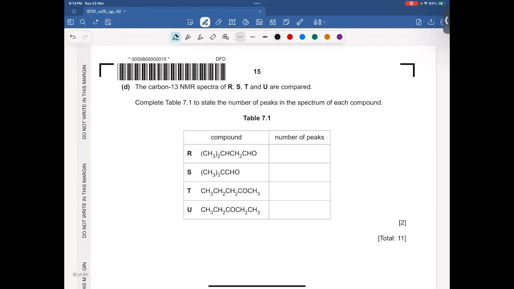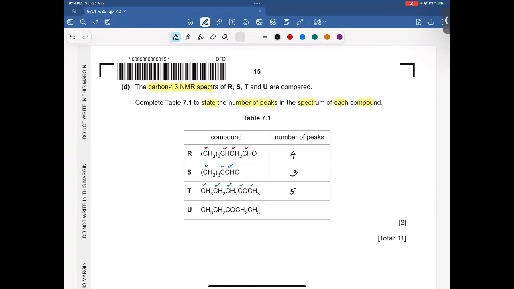Next, the C13 NMR spectra is given and state the number of peaks in the spectrum of each compound. So in this scenario, we need to consider carbon atoms. So I will consider this carbon, this carbon, this carbon, and these 2 carbon atoms have the same chemical environment. So technically we have 4 peaks. Now in the next one, we have first carbon. I'm going to use this one, and these 3 carbon atoms have the same chemical environment. So I'm going to write 3 here. Next is first carbon, second carbon, third carbon, fourth carbon, and this one is fifth carbon. So we have 5 peaks here.